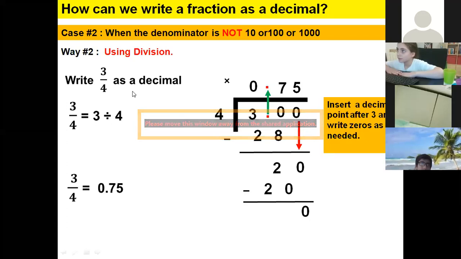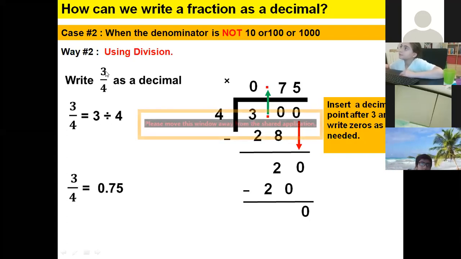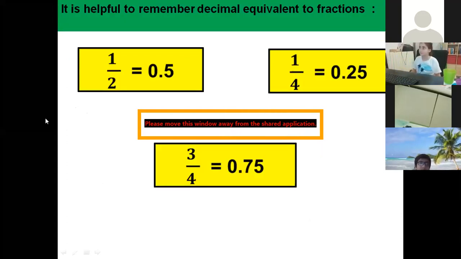And we can use equivalent fractions. If you want to use equivalent fractions, you can multiply 3 over 4 by 25. 3 times 25 is 75. 4 times 25 is 100, which is also, again, 75 hundredths. Thank you so much, Sarah.